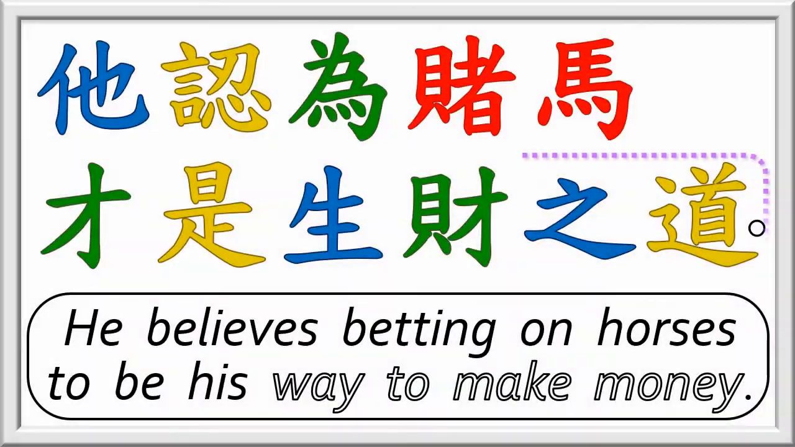道 can also be a method, a way of achieving a goal. 他认为赌马才是生财之道。He believes betting on horse races is the way to make money. A tunnel or underground passage is 地下道, sometimes shortened to 地道.